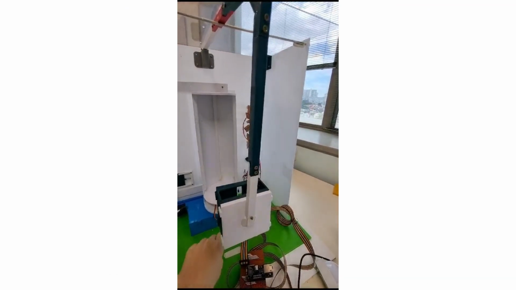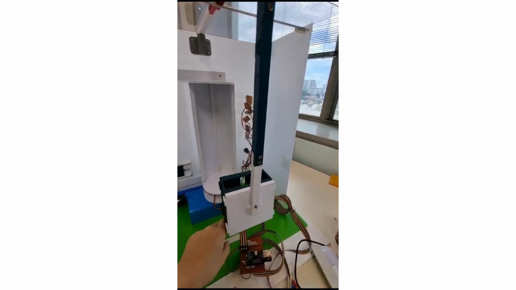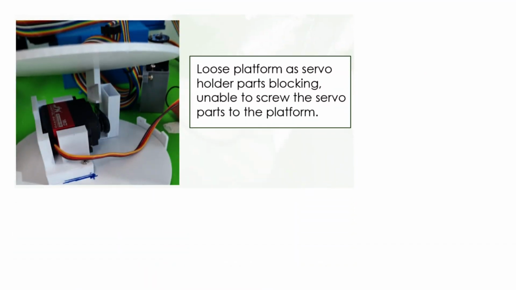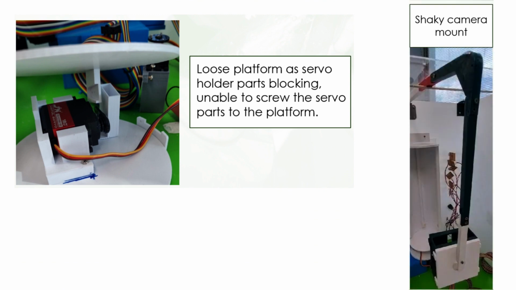Fourthly, unstable machine parts. Some parts of the machine are loose or unstable, such as the platform and the camera mount.